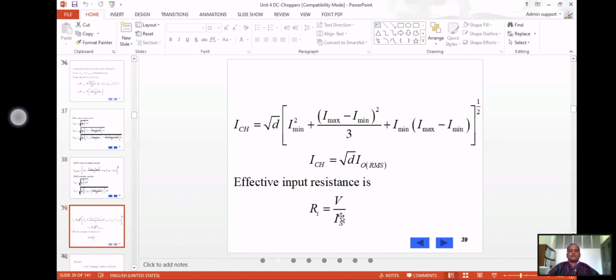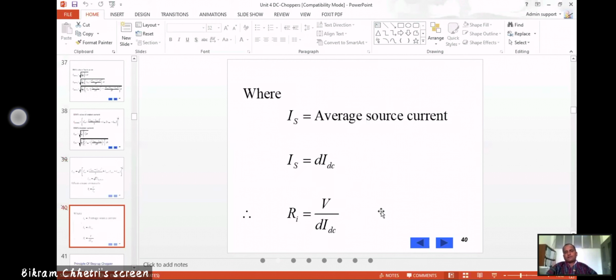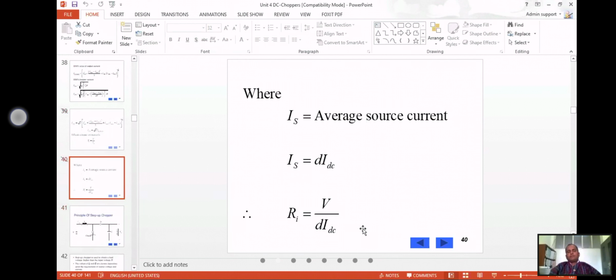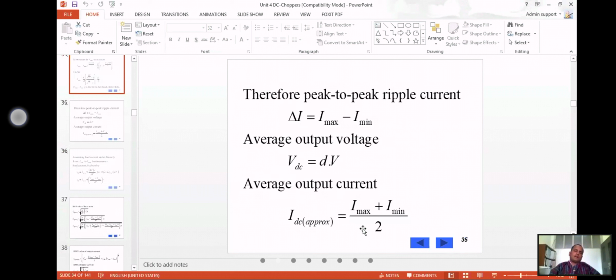So the effective input resistance Ri is equal to V by Is, similarly to what we have seen in the previous slides. Is is the average source current, so Is is equal to D times IDC. So Ri will be V by D IDC. Okay, so please go through these equations.